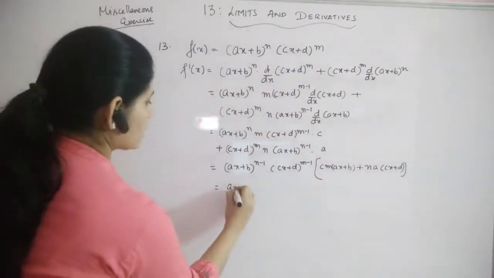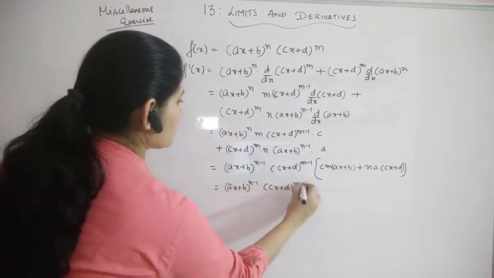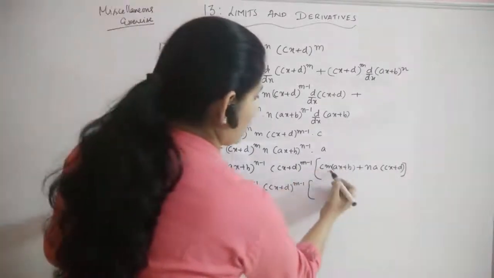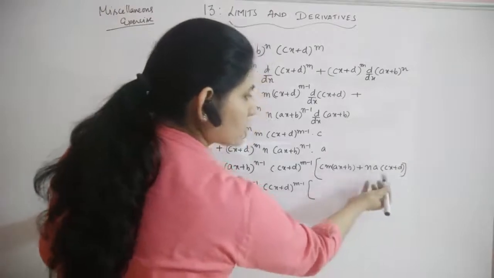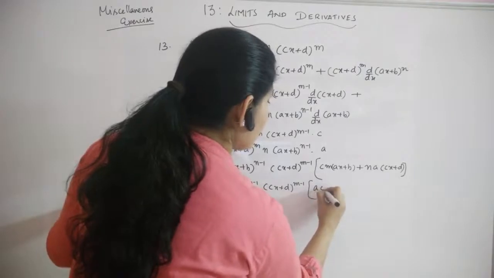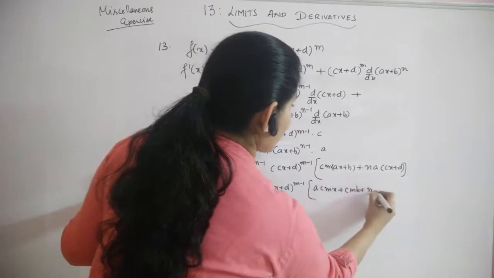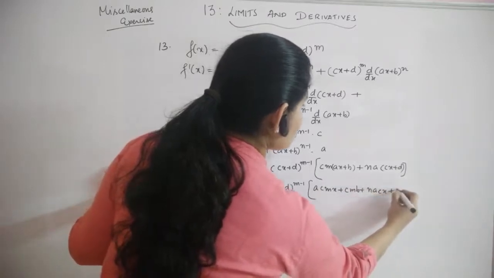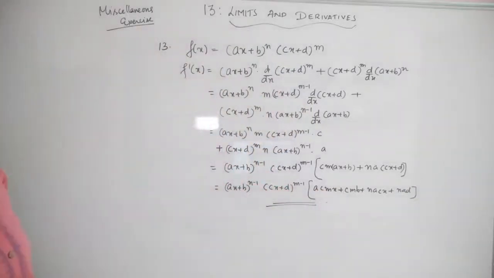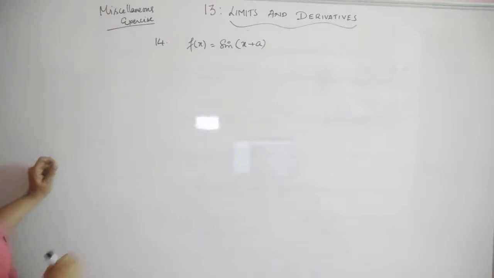Okay, so (ax + b) the whole raised to n minus 1 into (cx + d) the whole raised to m minus 1. If you want you can expand it, or else you can just keep it like that. This is because you don't have any negative sign, you cannot cancel anything, so you can just keep it like that, or else this will become acmx + cmb + nacx + nad. Clear? Next question is f of x equal to sine of (x + a).